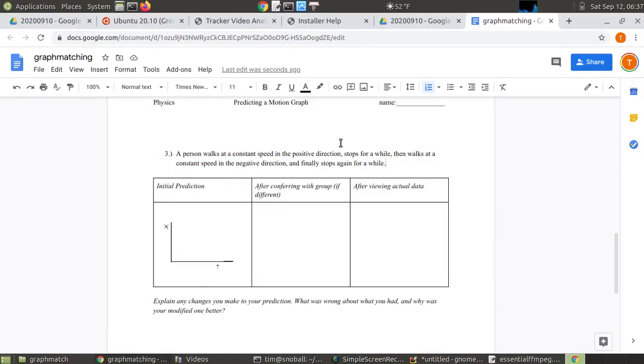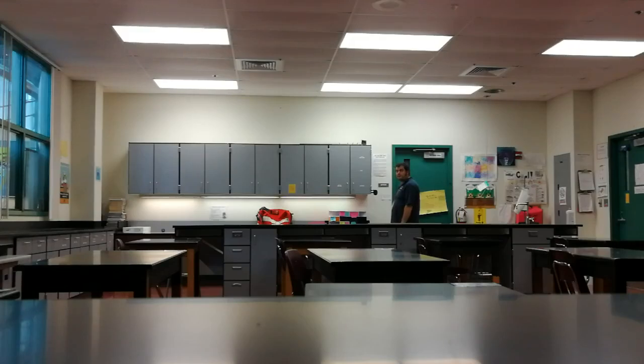Alright, and here's our final trying to predict the graph question. In this case, a person's going to walk constantly in the positive direction, stop, then walk at a constant speed in the negative direction, and then stop. So try to predict what a graph would look like for that. Here's the motion. Alright, here's graph number 3.